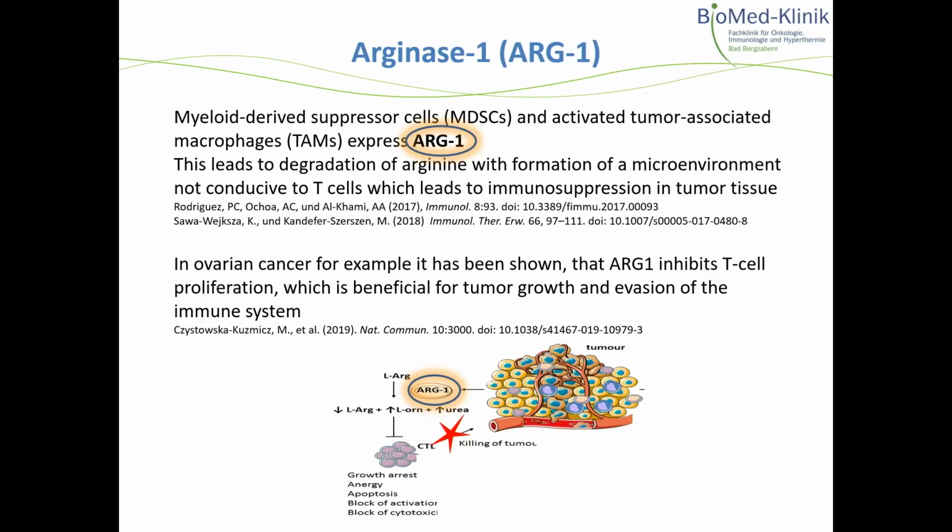What many people don't know is there is an arginase 1. And this arginase 1 is turning the thing around, because if you give supply for the immune system, the arginase will deplete arginine. And it has been shown in ovarian cancer, for example, that ARG1 inhibits the T-cell proliferation and is not beneficial for the immune system, but for the tumor. So the CTLs, the cytotoxic lymphocytes, will not be able to kill the cells. They are just blocked by the arginase. So we shouldn't give that because we stimulate the tumor cell growth.